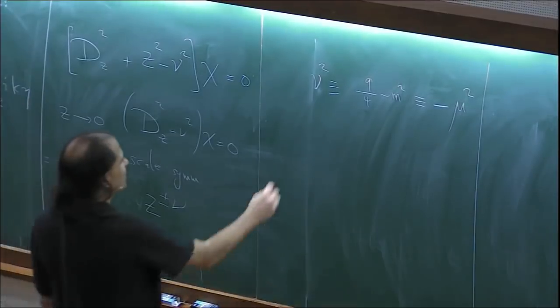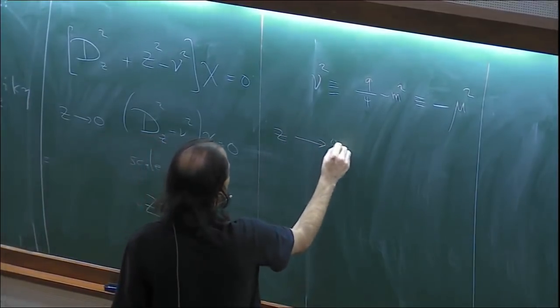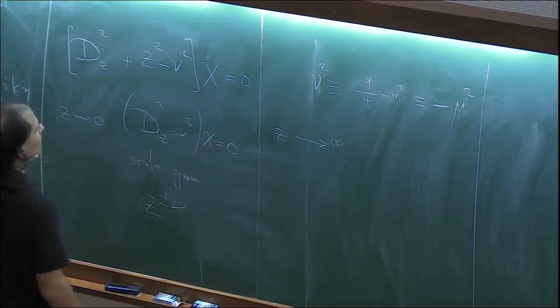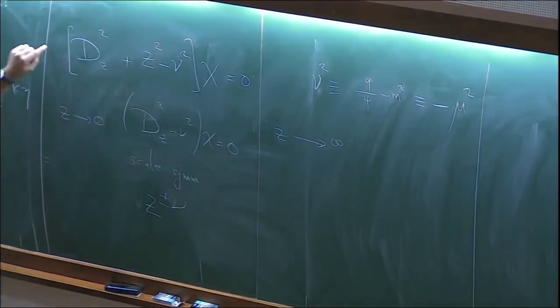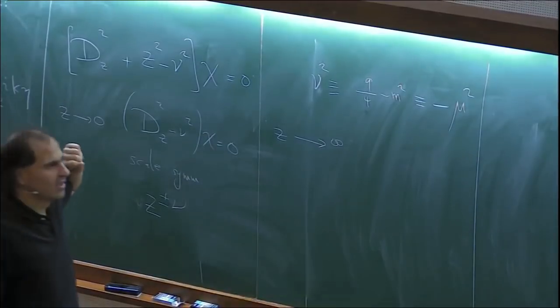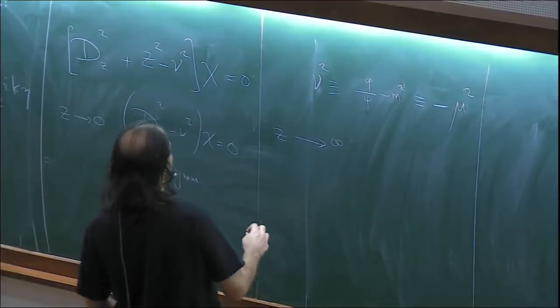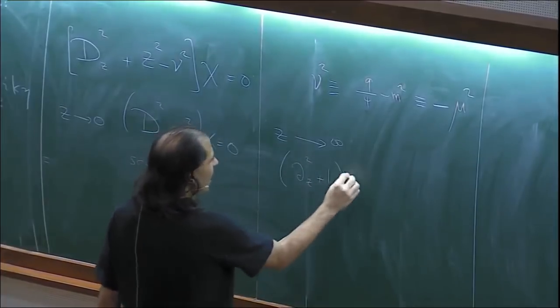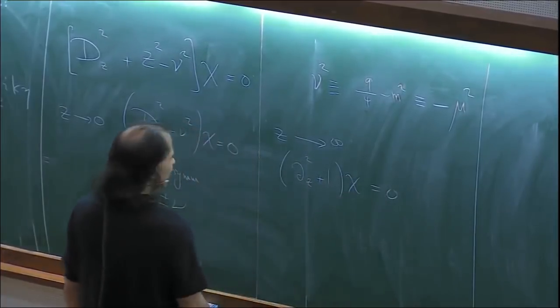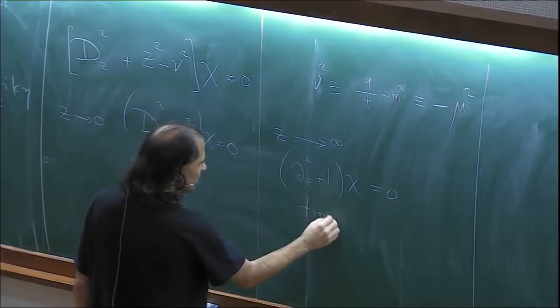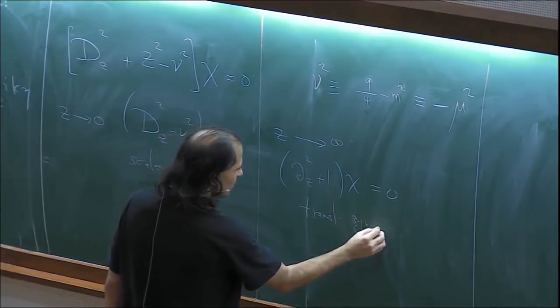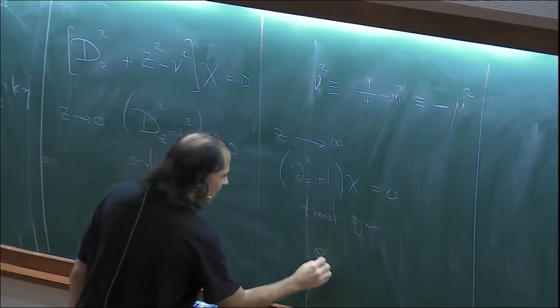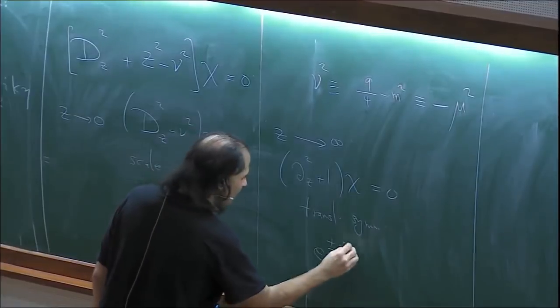On the other hand, as z goes to infinity, the nu doesn't matter. Remember, there was the z squared dz squared in front of that. The equation becomes dz squared plus 1 chi equals 0. Now I have a translational symmetry. And my solutions look like e to the plus or minus iz. Okay?